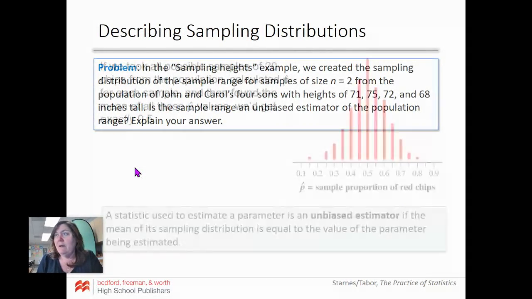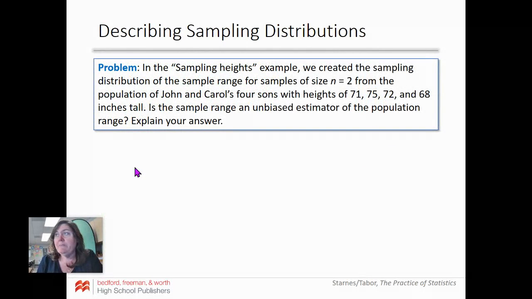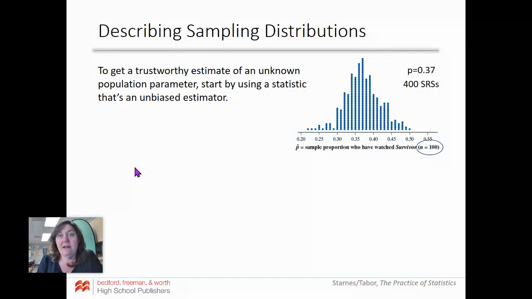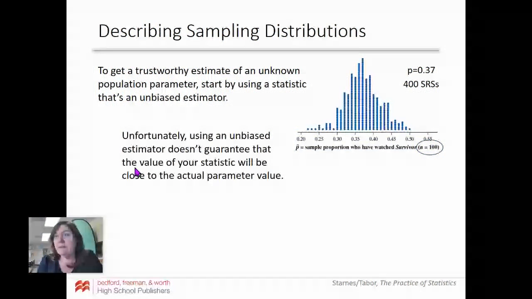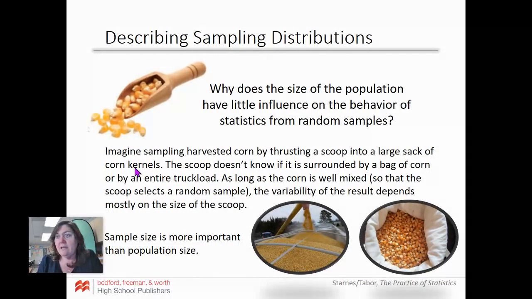We talked about then it's an unbiased estimator if it equals that. If it equals what it's estimating, then it's called unbiased. We did all this and found that the range was not an unbiased estimator, but the mean was. And also we found that the larger our sample size, the less variability that we saw, and this is what we looked at yesterday. So we came down to the conclusion that sample size is the most important factor here. It doesn't care about the population size.